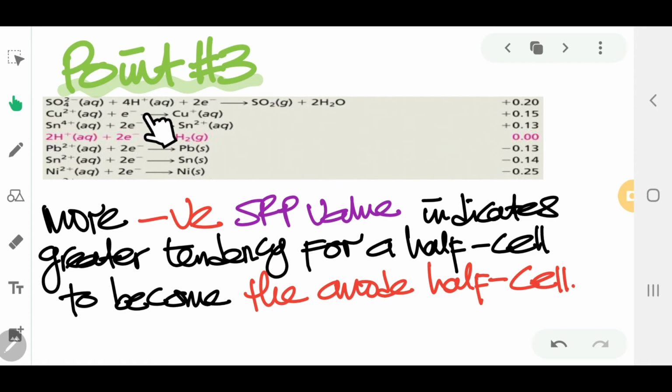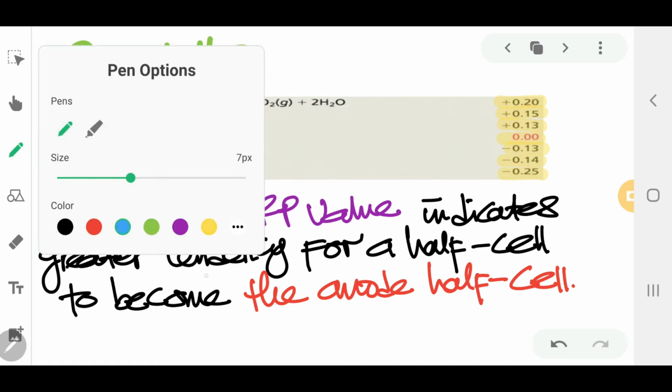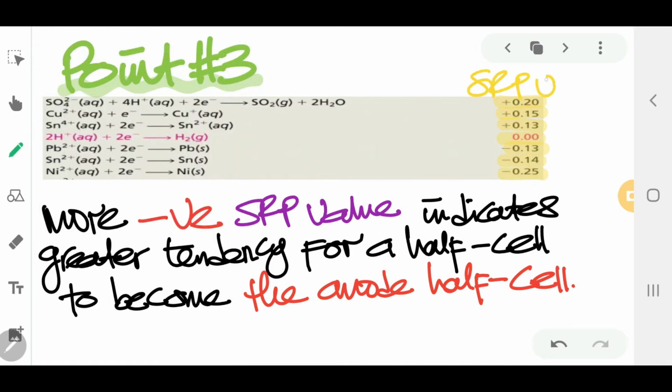Why is it reduction process? Because it's very clear that it is a gaining of electrons. Look at all of the electrons. They are on the reactant side. So this is gaining of electrons. So gaining of electrons will be a reduction. Okay, so all of these are reduction process, and all of these numbers right here, these are the SRP values or E naught values.